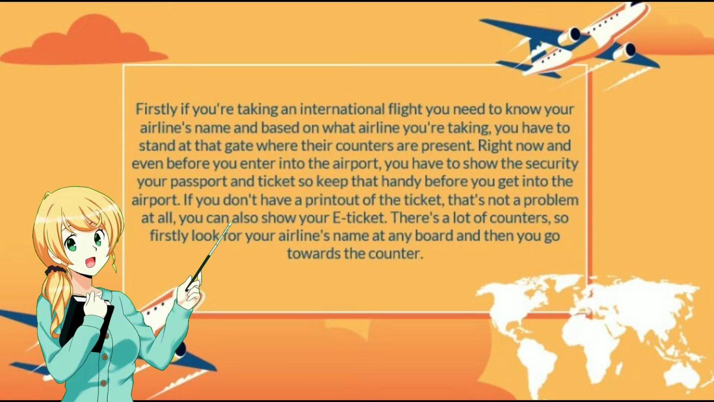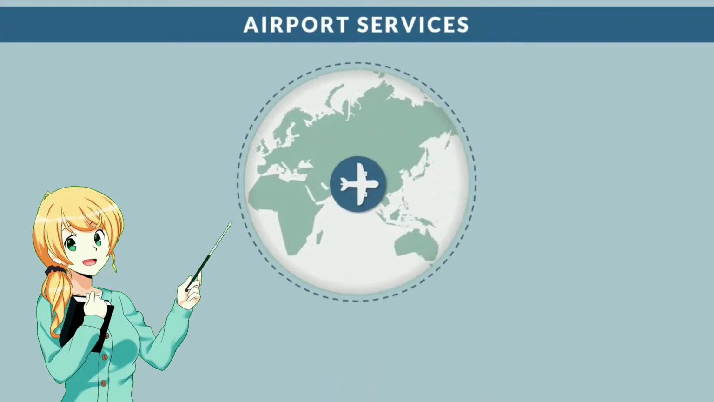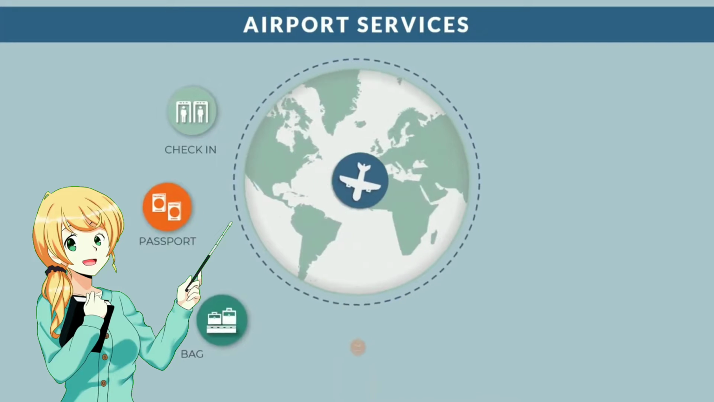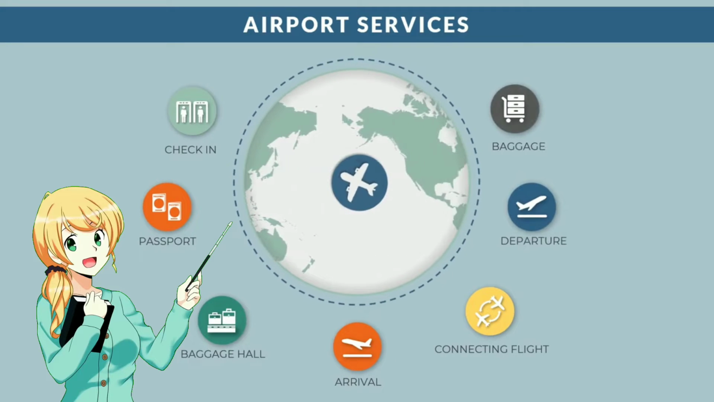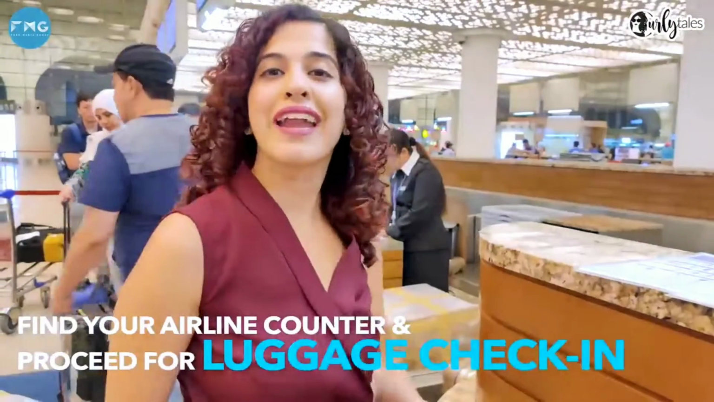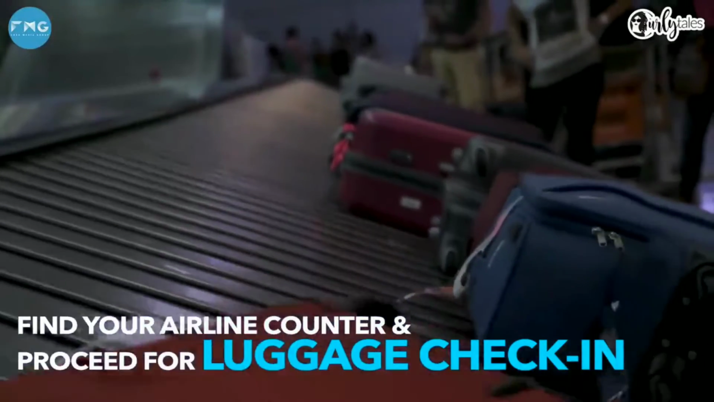If you don't have a printout of the ticket, that's not a problem at all. You can also show your e-ticket. There are a lot of counters, so firstly look for your airline's name on any board and then go toward the counter. Find your airline's counter and queue up for luggage check-in.